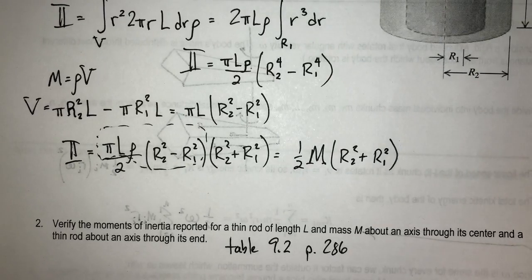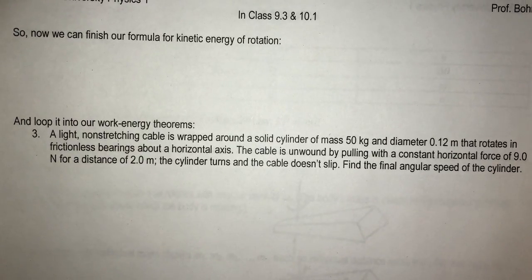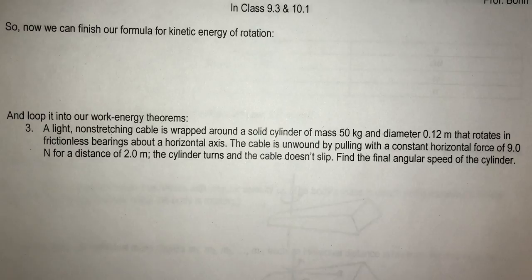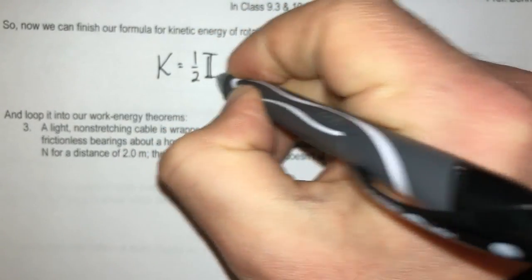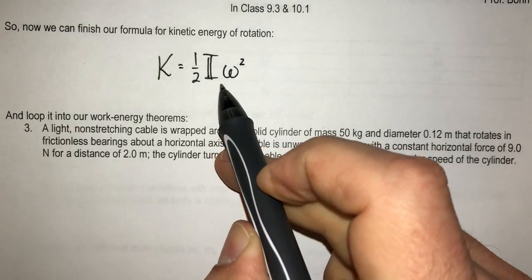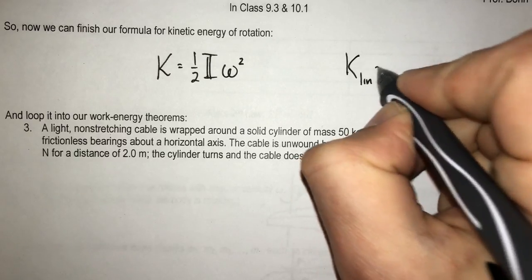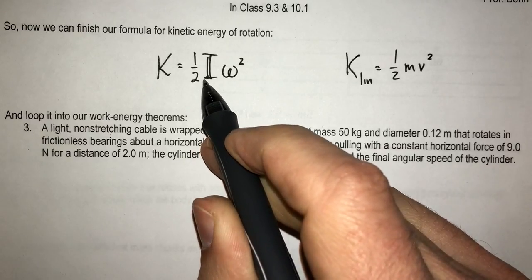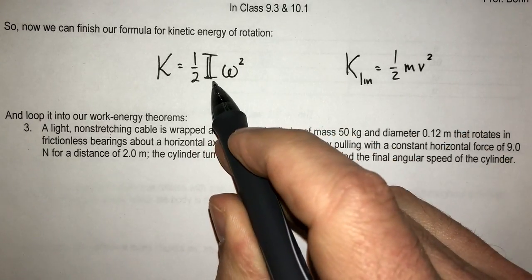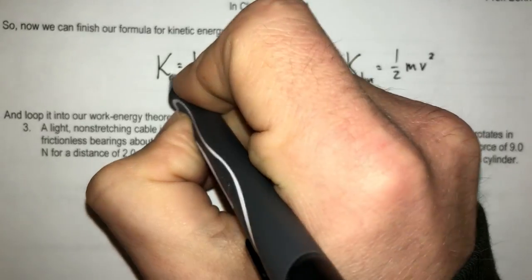So let's turn the page to page 3. Now that we have defined moment of inertia and know how to calculate it, we can finish the formula for the kinetic energy associated with rotation: 1/2 I omega squared, which looks a lot like the old formula for kinetic energy. I'll call this linear kinetic energy, 1/2 mv squared. And we just see the rotational analogs again: the rotational mass analog in moment of inertia, and the rotational version of velocity, or speed. So I'll put rotation here.